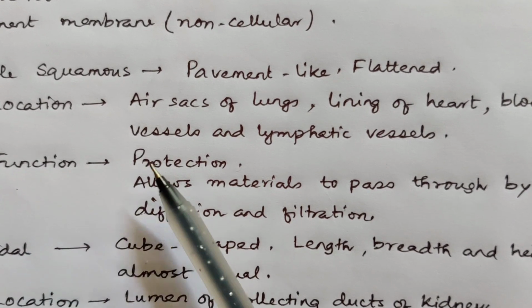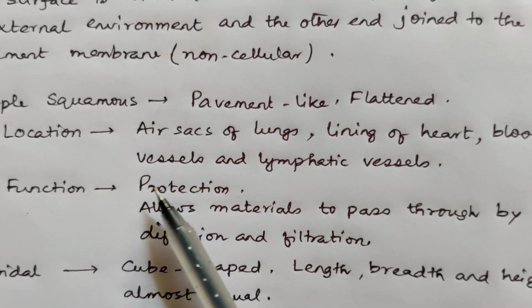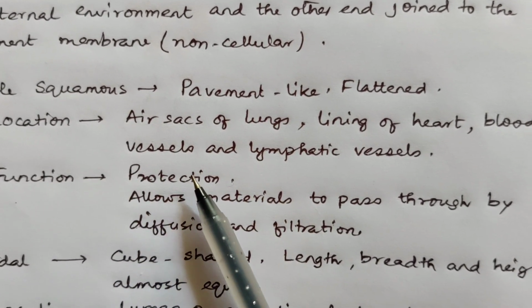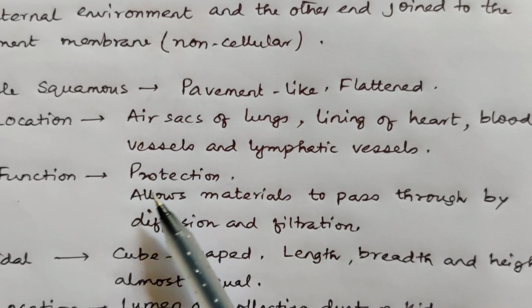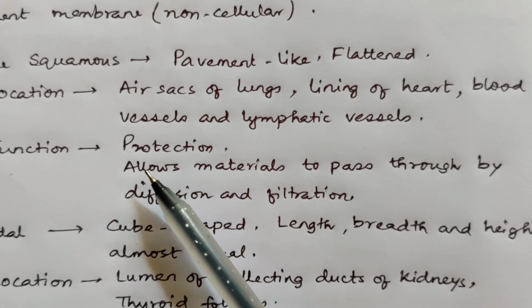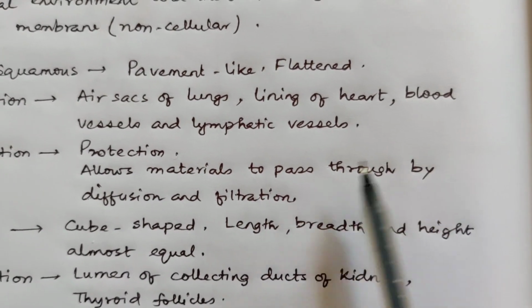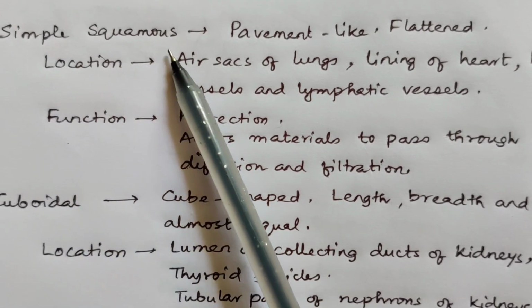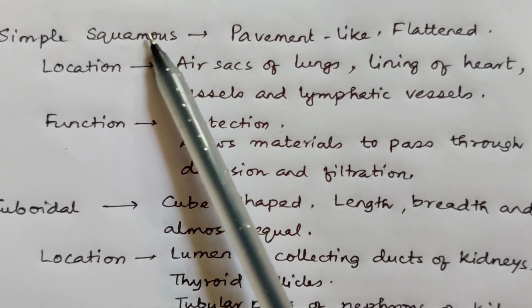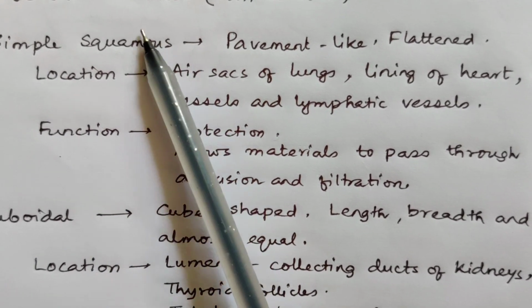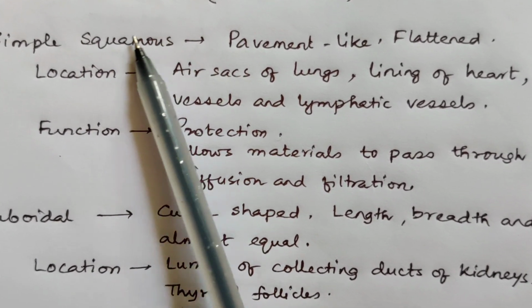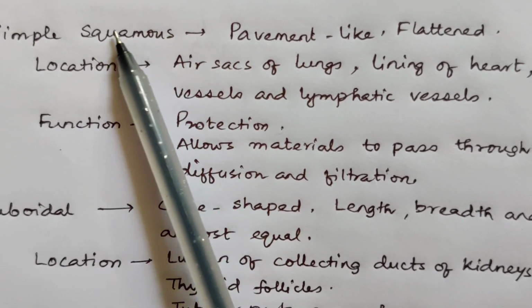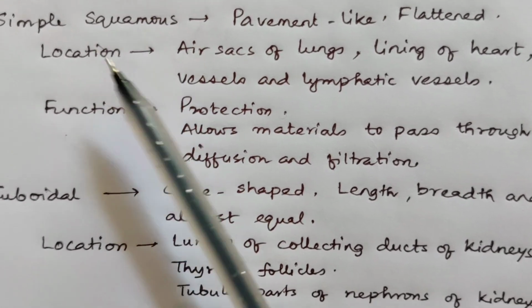Now coming to their function. Every epithelial cell has a common function, that is protection. Whether you write it or not, the common function is protection. It protects the inner parts of the body. They also allow materials to pass through by diffusion and filtration. So these are all about squamous epithelium. Practically, if somebody asks you where squamous epithelium is present, you can say it is present in the mouth. We can scratch out the cheek cells and find squamous epithelium.